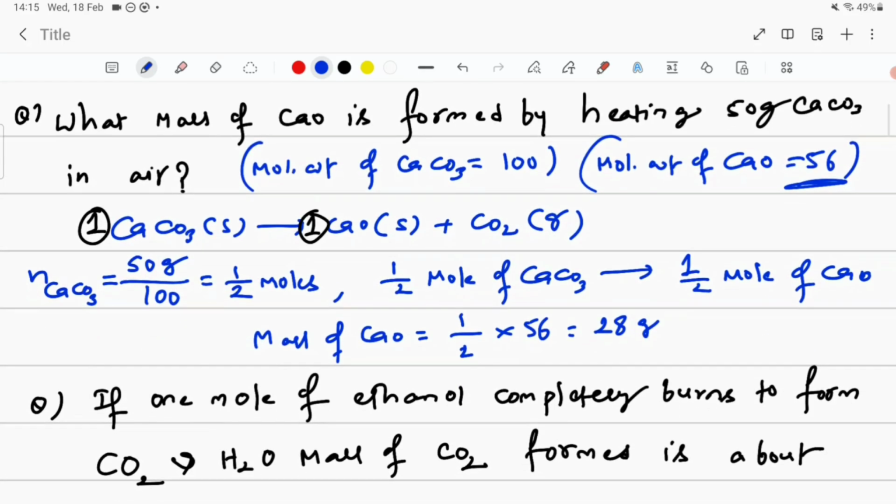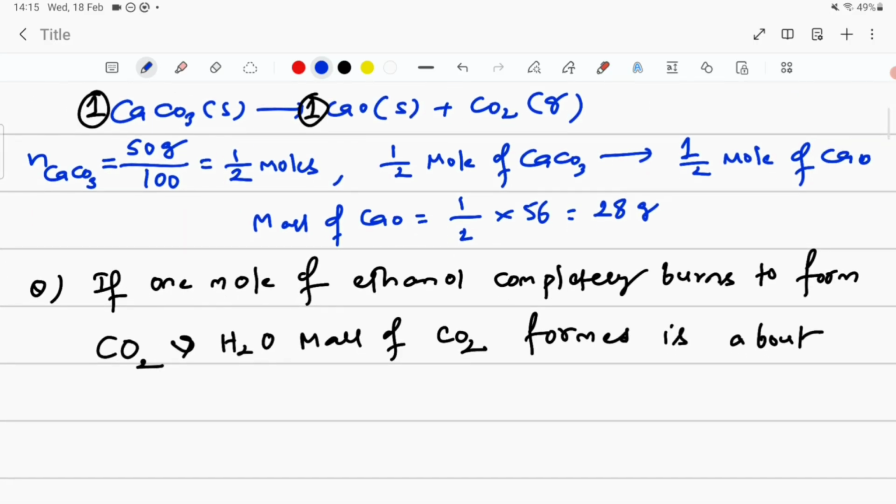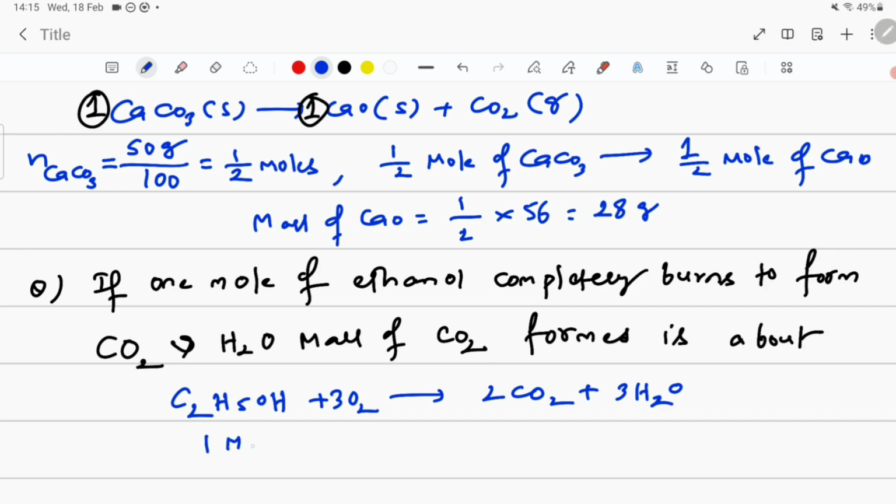Next, moving further. If 1 mole of ethanol completely burns to form CO2 and H2O, the mass of CO2 formed is about? So here first we should frame the reaction. Ethanol we know is C2H5OH. Upon oxidation, it gives 2CO2 plus 3H2O. The reaction is not given in the question, but we know combustion of ethanol gives CO2 and H2O only. It is already a balanced chemical reaction.